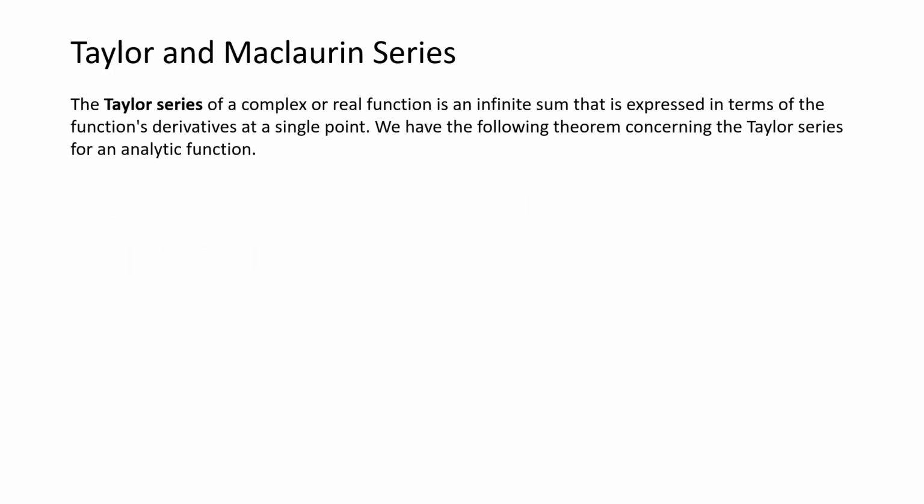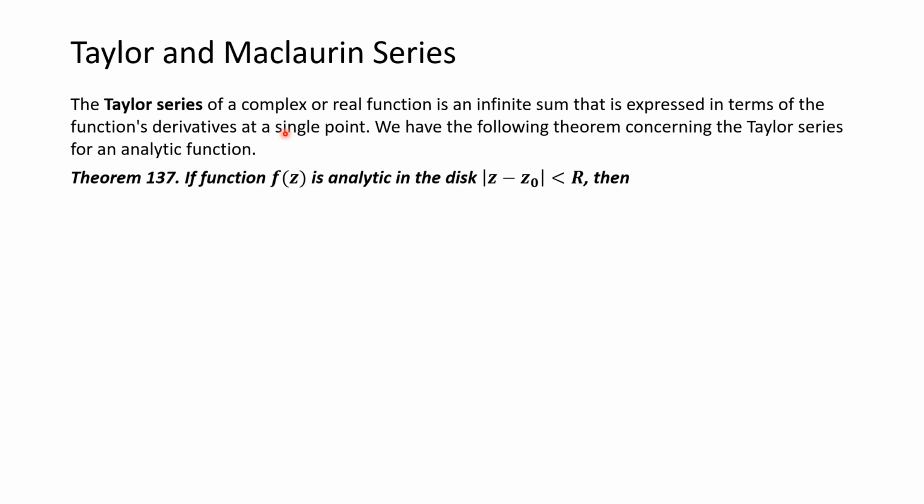The Taylor series for a complex, or for that matter, a real valued function, is an infinite sum that is expressed in terms of the function's derivatives at a single point. And we already saw this for a polynomial several lessons back. We did a Taylor series for a polynomial. And this is more general. It'll be for any function that's analytic in a disk, centered at z sub 0 and radius R. The less than means the boundary of the disk is not included.